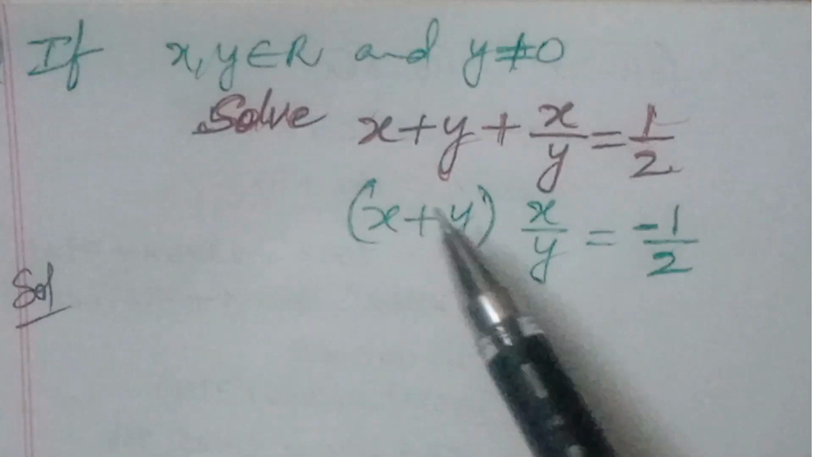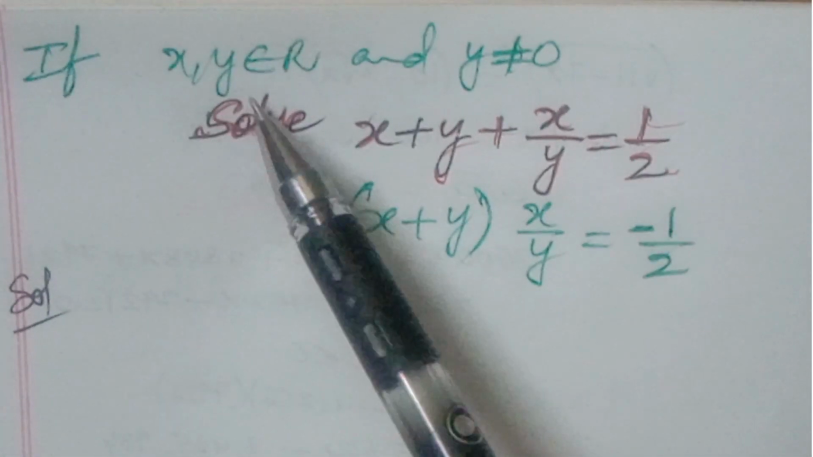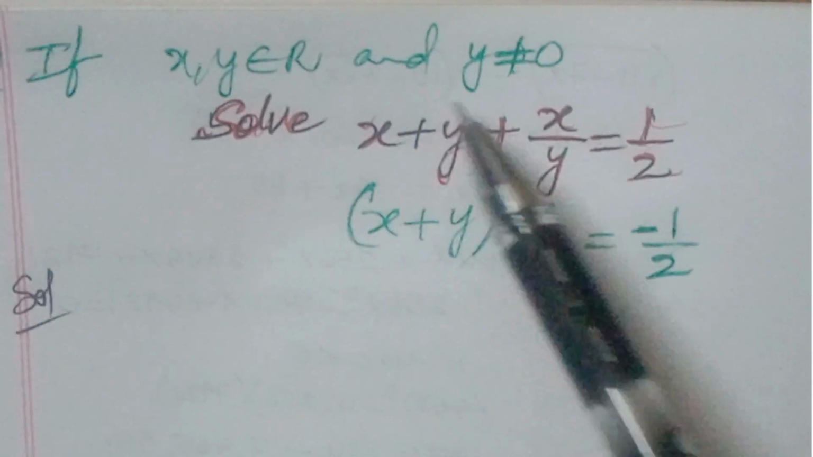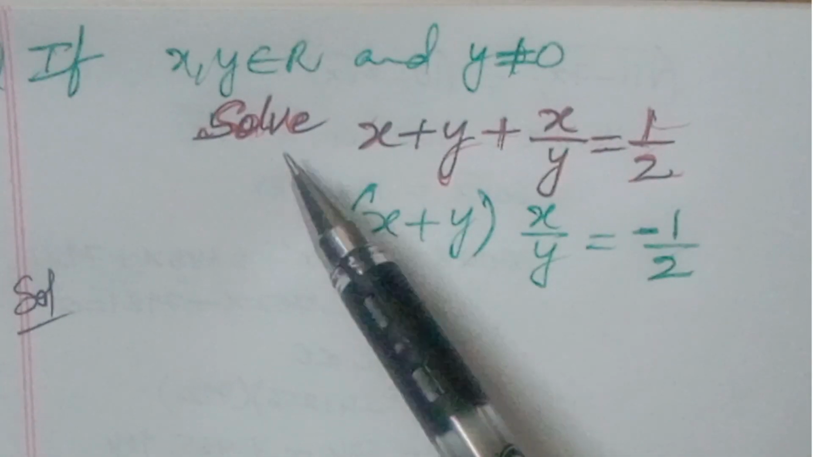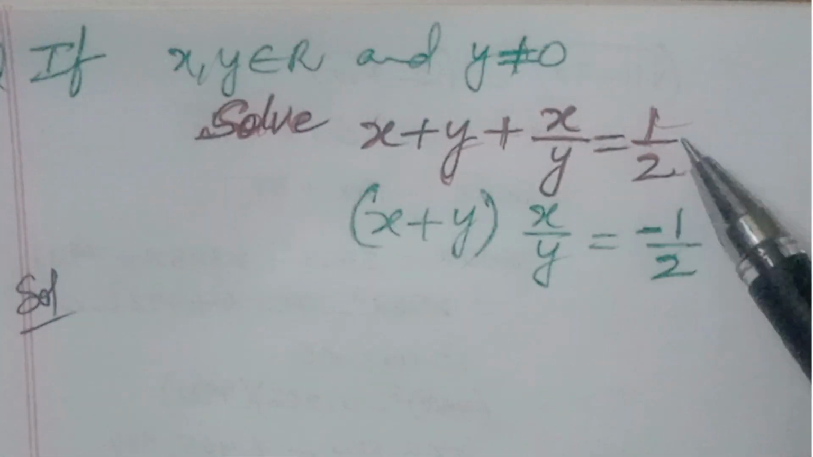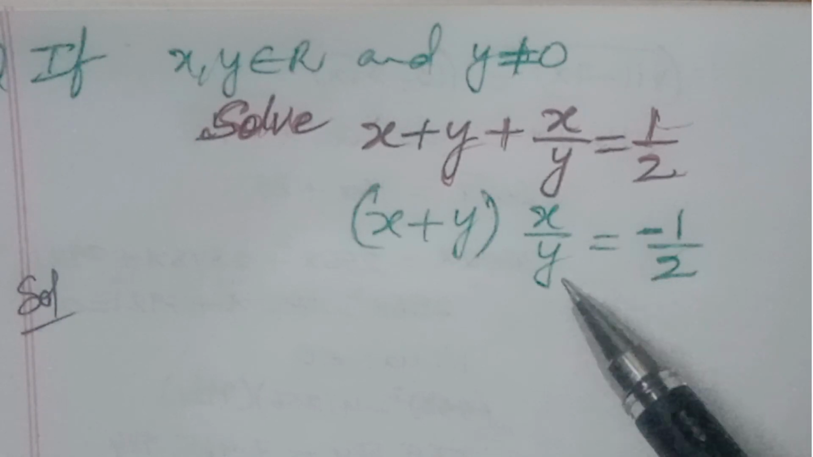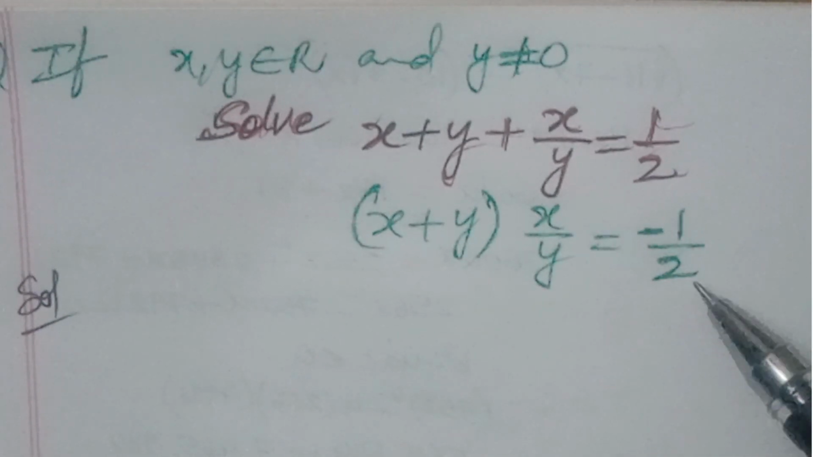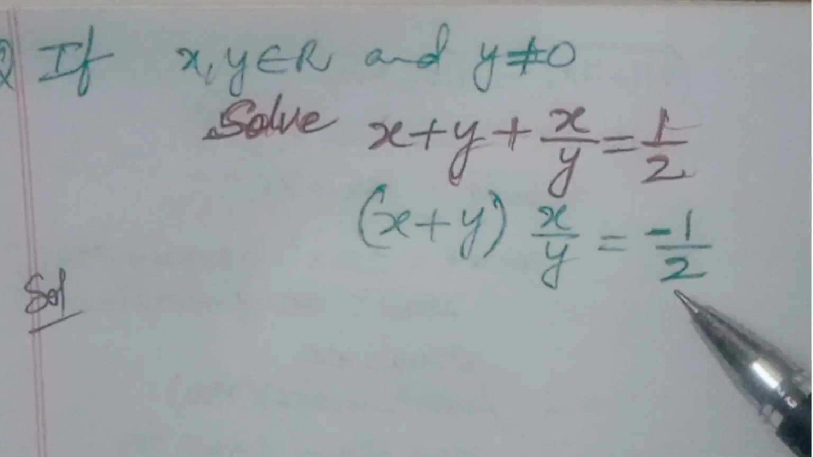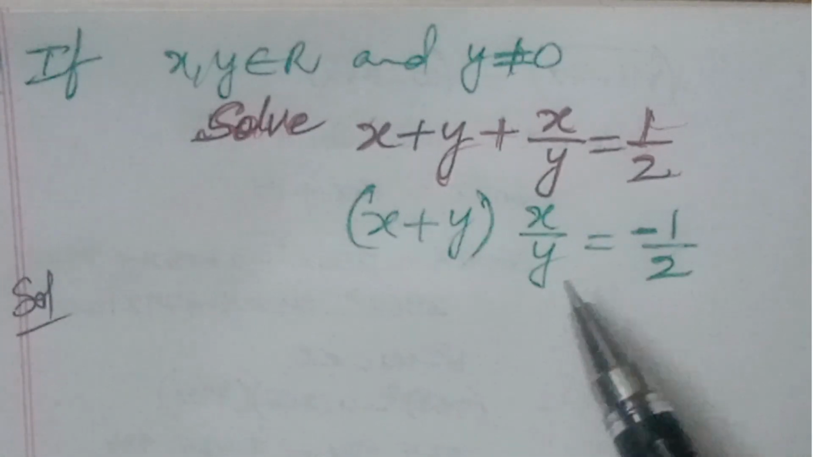We will be looking at a logical question now. So the question is, if x, y belong to R and y not equal to 0, solve x plus y plus x by y equal to 1 by 2, x plus y into x by y is equal to minus 1 by 2. So as you are going to solve this problem, before starting, pause the video and try it.